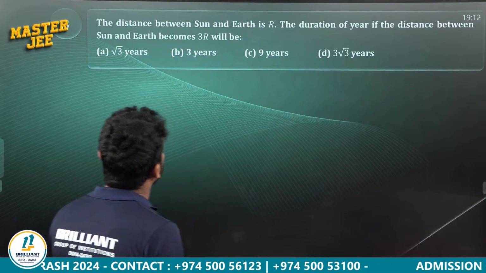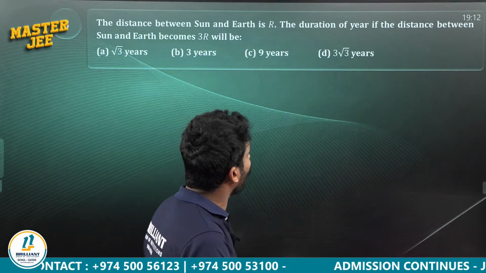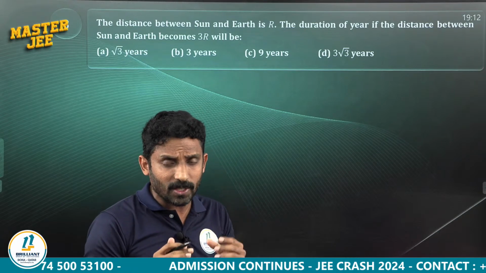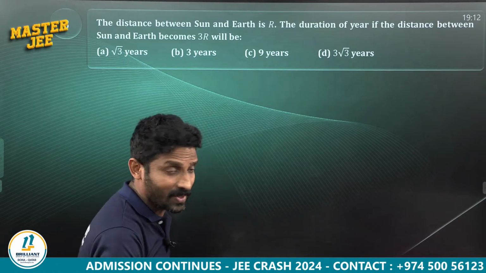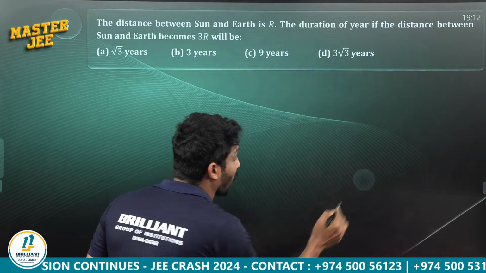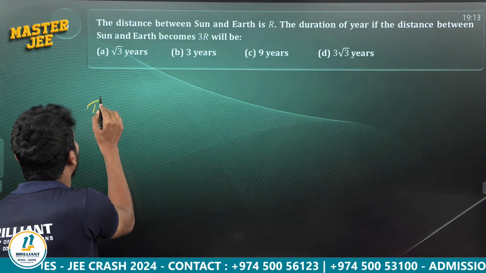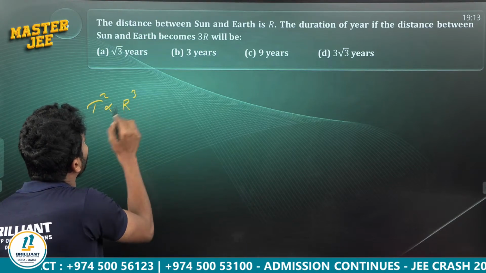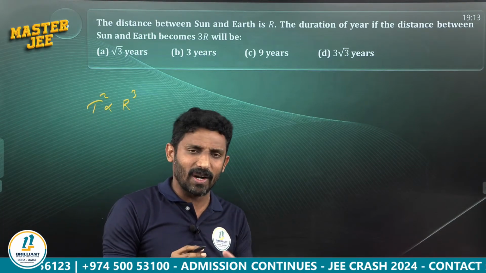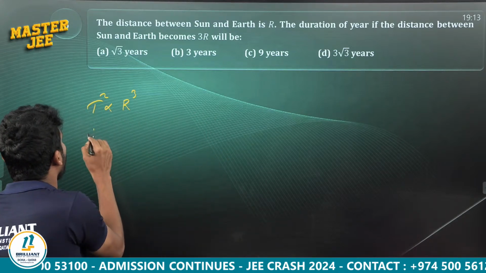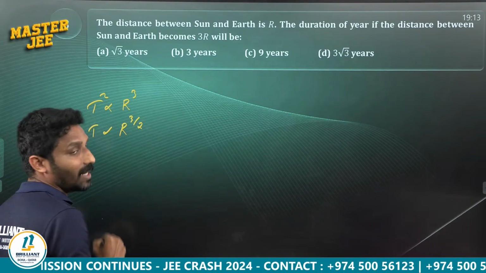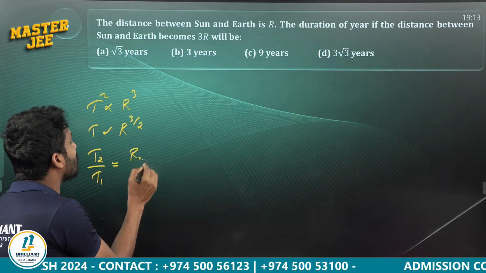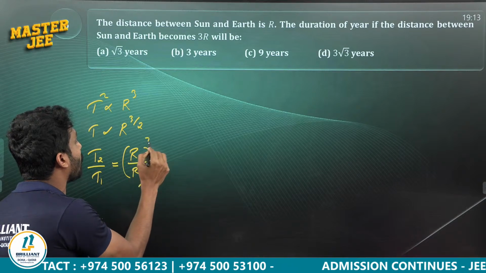The distance between sun and earth is r. Okay, the duration of year, if the distance between sun and earth becomes 3r, will be. So the duration of year depends on the distance between sun and the planet. That is the very well-known, famous Kepler's third law. The square of the time period of the planet around the sun is proportional to the cube of the semi-major axis. Here it is given as r first. Okay, now T is proportional to r raised to 3 by 2. Clear? Now the second time period divided by first time period is equal to second distance divided by first distance, all raised to 3 by 2, isn't it?